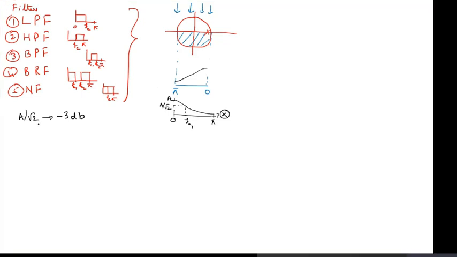Why do we take A by root 2 as the cutoff frequency? Anyone? Power is half. Power is half at that point. Exactly. So at A by root 2, the signal power becomes P by 2. Due to this reason, we consider A by root 2 as the cutoff frequency.